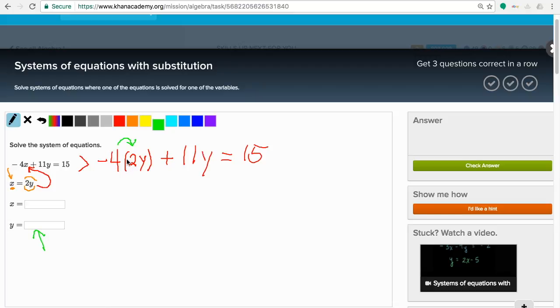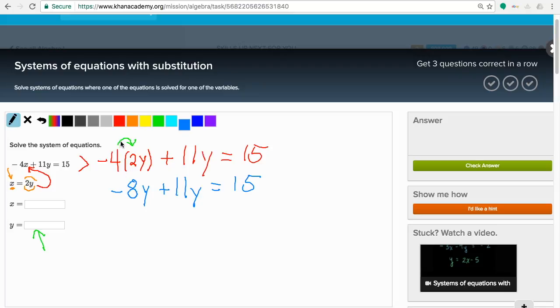So we can distribute this negative 4 over to what's inside the parentheses. We're going to get negative 8y, because negative 4 times 2 is negative 8. So we'll have negative 8y plus 11y equals 15. We don't have to add or subtract anything from either side. We've got all the y stuff over here and all the number stuff over here. What we do have to do is combine these like terms, which are a bunch of y's: negative 8y's and positive 11y's.